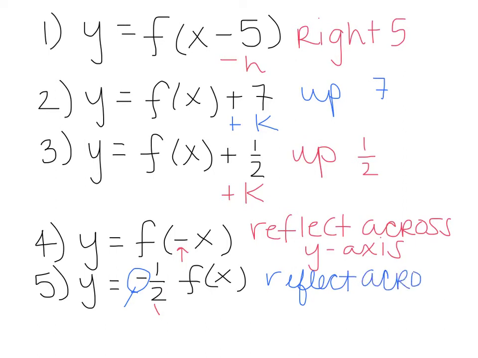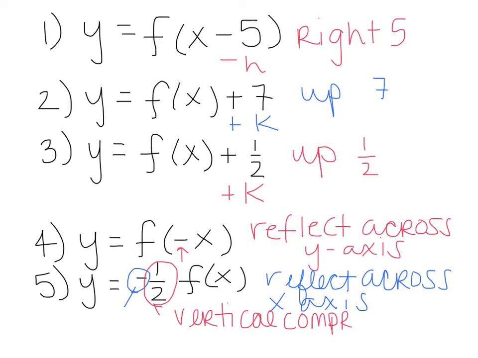So the negative out in front, this negative, is going to reflect it across the x-axis. And then this 1/2, that's right here, since 1/2 is in between 0 and 1, it's going to vertically compress it by a factor of 1/2.